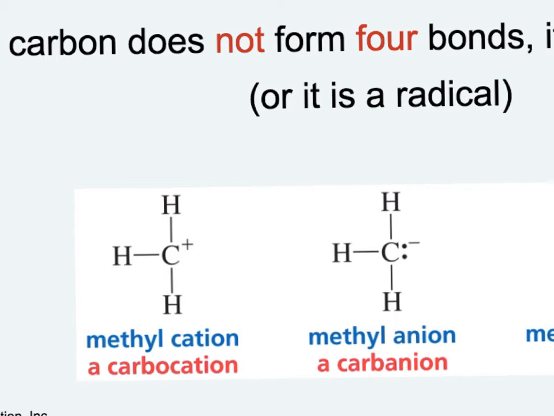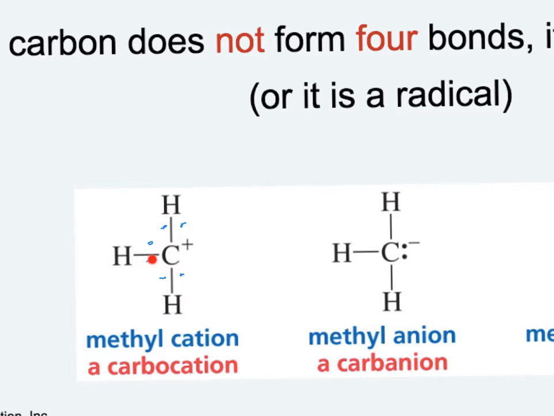If I put 2 electrons here, each bond has 2 electrons. So this carbon is surrounded by 2, 4, 6 electrons, not a full octet. So it has 3 bonds and not a full octet. When it has 3 bonds and doesn't have a full octet, we would say this carbon has a plus charge. It has lost one of its valence electrons.